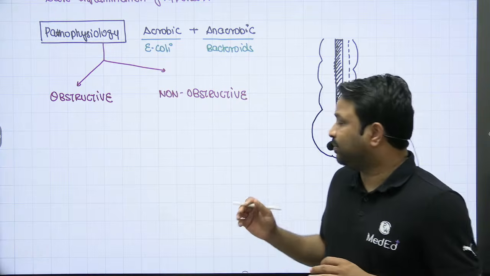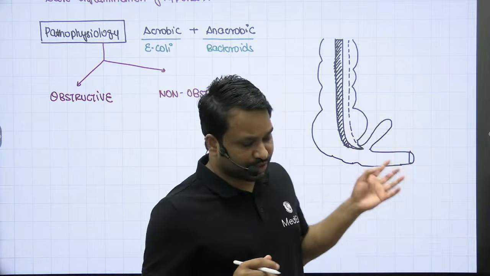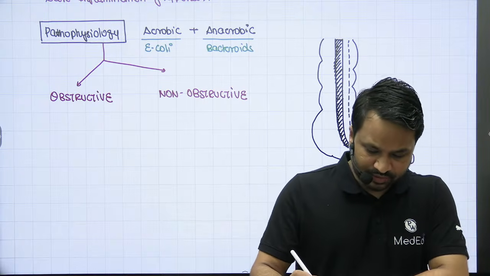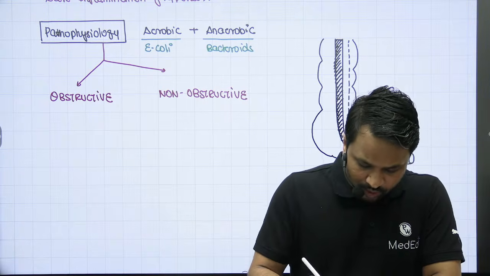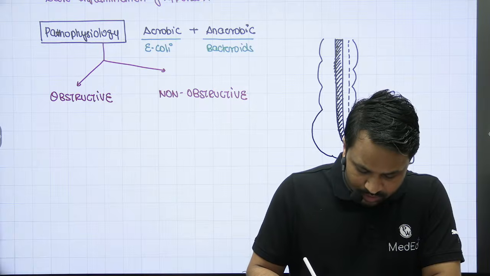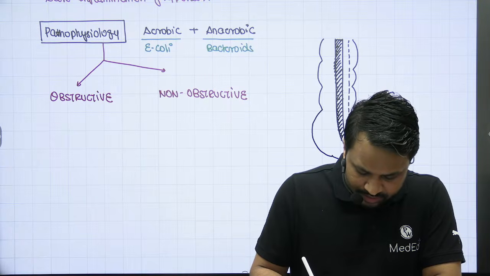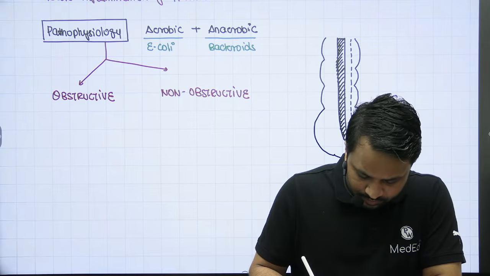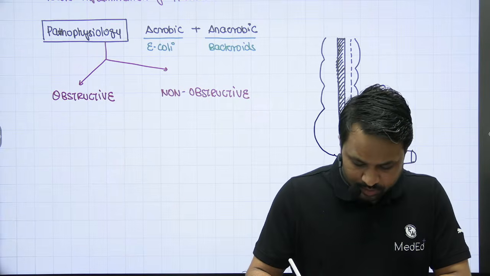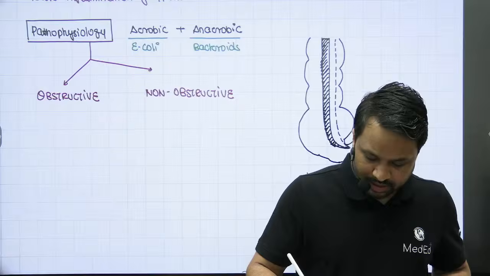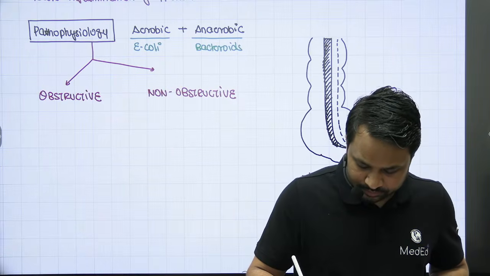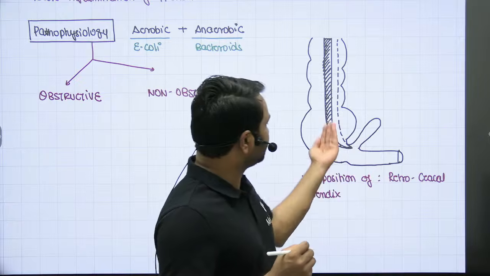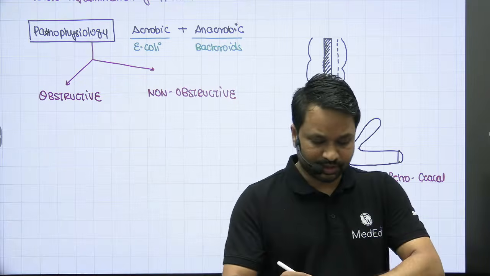Now, usually the appendix can be present in different positions. Just for the sake of understanding, the most common position of the appendix is going to be retrocecal. It is behind the cecum that you'll see. It is going to be retrocecal.